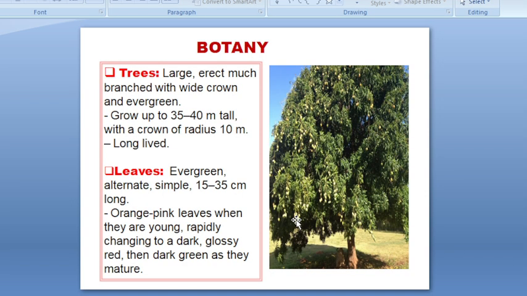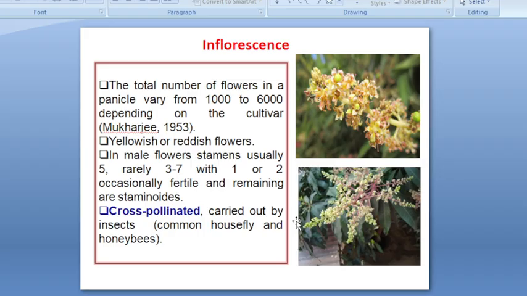This is how the mango tree looks. We can see spreading or drooping mango trees, or a widely arranged crown. The leaves are almost evergreen in nature, and it is a perennial tree. These are the flowers; this is the inflorescence of mango. It normally produces a large number of flowers, but out of 1,000 flowers, only one or two will become a fruit.